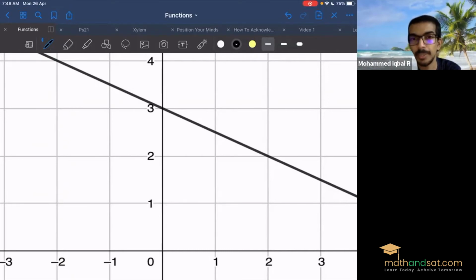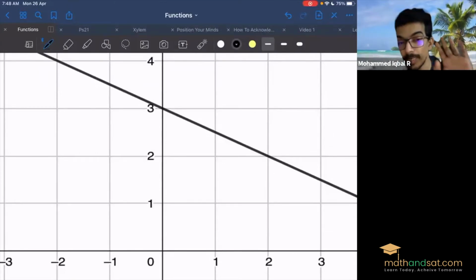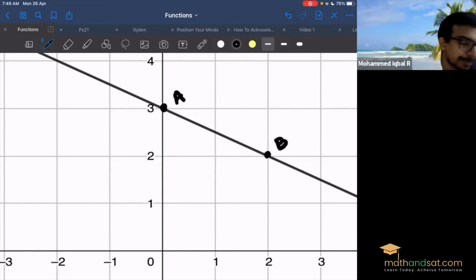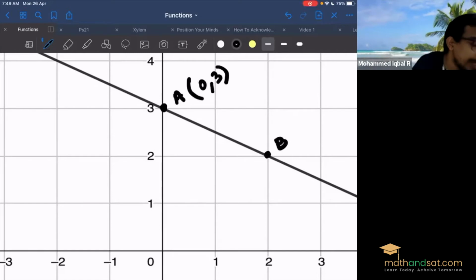What about Olivia? Is the slope 2 here? Yeah, it's -2. Okay, please listen carefully. Take any 2 points. So if I take this as point A, this is point B. The coordinates here are 0, 3. The coordinates here are 2, 2.